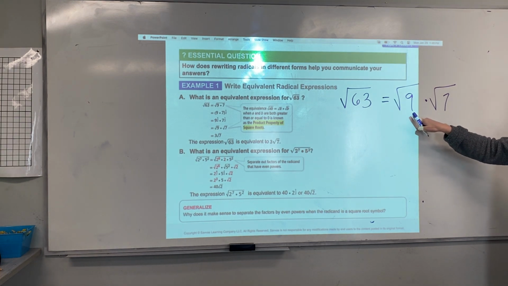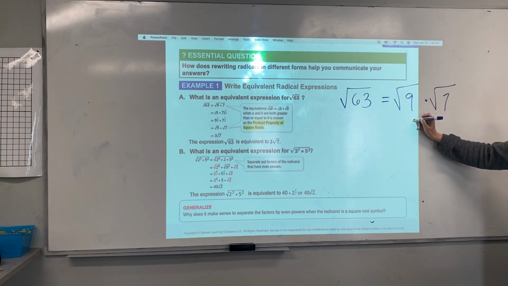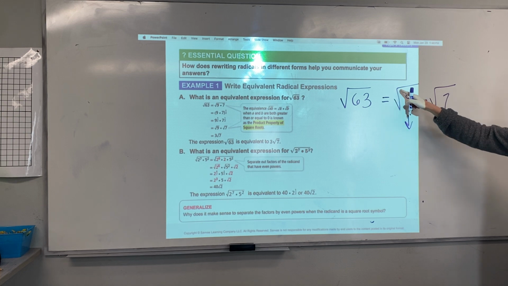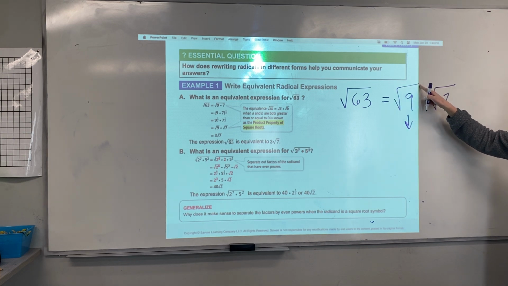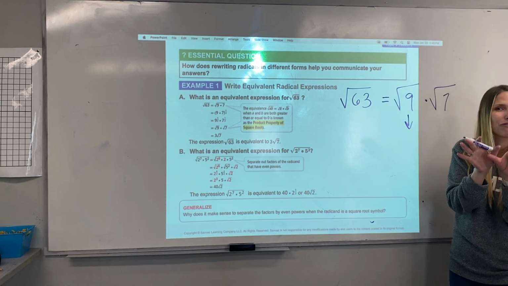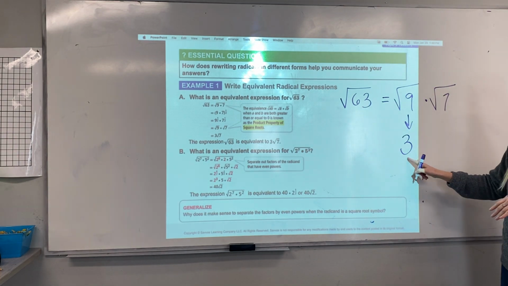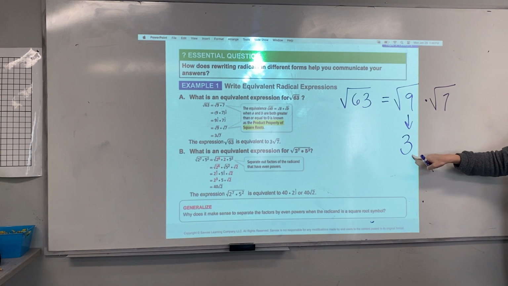So the square root of 9 is a perfect square, so I can free it from its radical cage, and it becomes like a little free bird flying free. So radical 9 became 3, no longer in its radical cage.